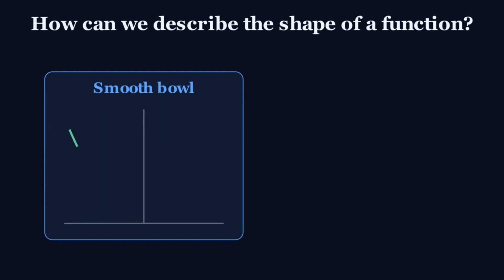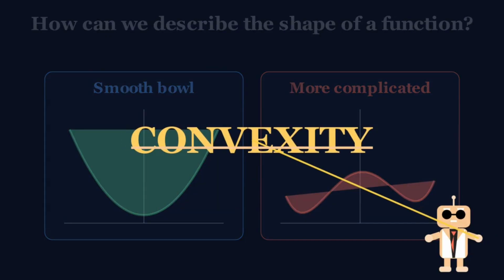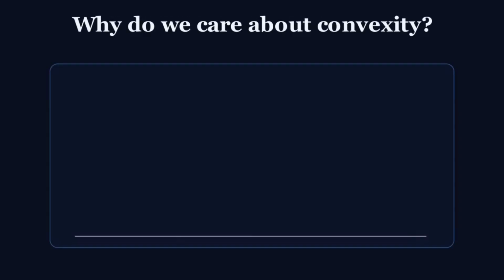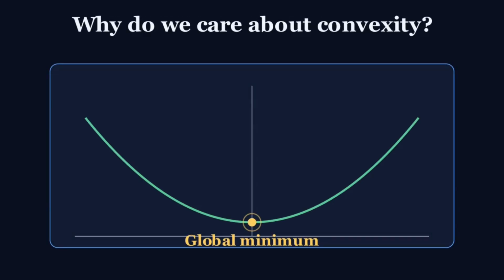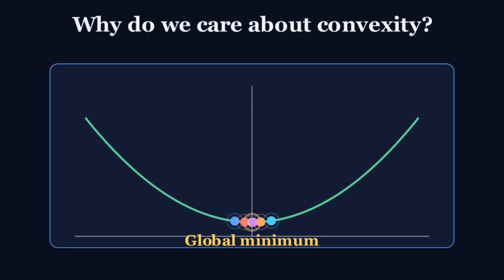Mathematicians have a property that tells us whether a function behaves like a smooth ball or something much more complicated, and we call this convexity. And here's why we care about it so much. If the loss function is convex, every local minimum is also a global minimum. No matter where we start, no matter how we initialize our parameters, we always end up in the same place.